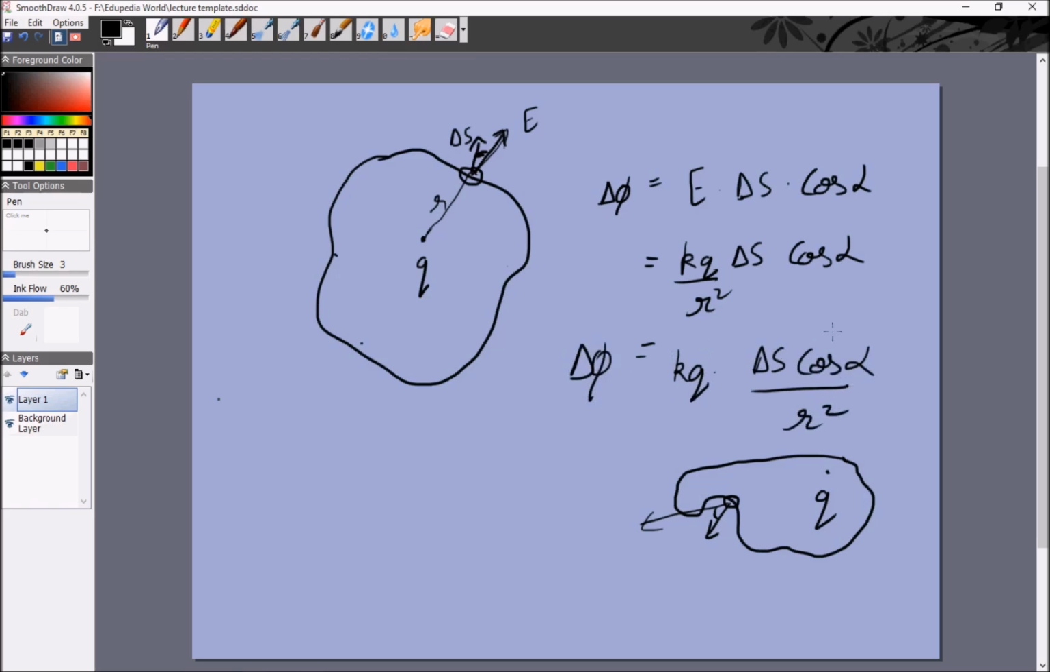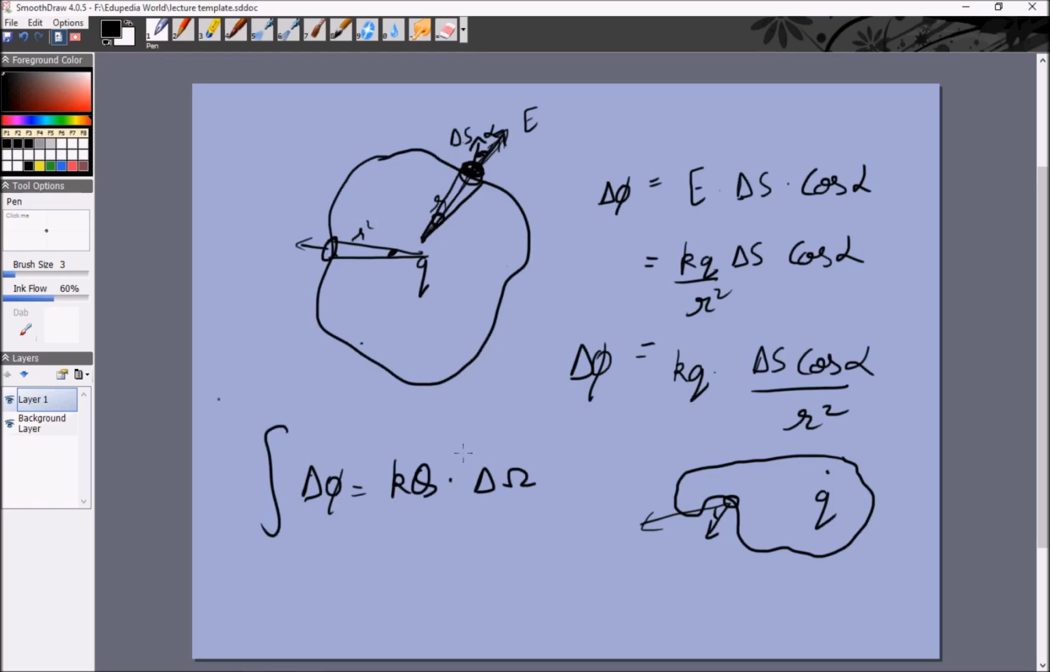right? Now what is delta S cos alpha by R square? If this angle is alpha and this is the radially outward direction, then delta S cos alpha is the projection of area perpendicular to the electric field. You divide that by R square, what will you get? You will get the solid angle subtended by this small area, right? So delta phi comes out to be KQ times delta omega. Delta omega is the solid angle subtended by this small area. If you take a small area over here, then it will subtend a delta omega here, and delta S cos alpha by R square, where R will be this particular value, will give me that delta omega.